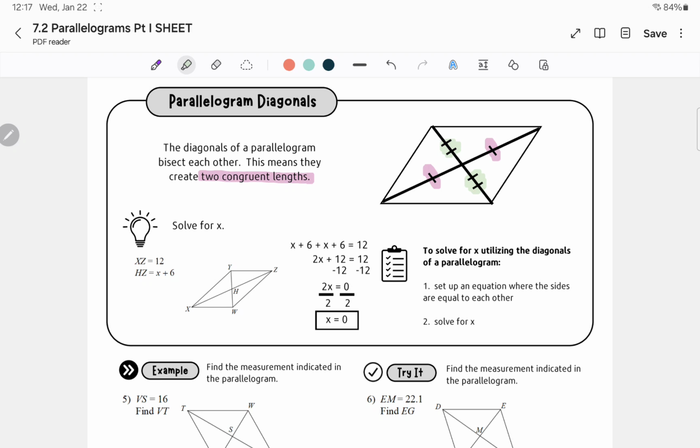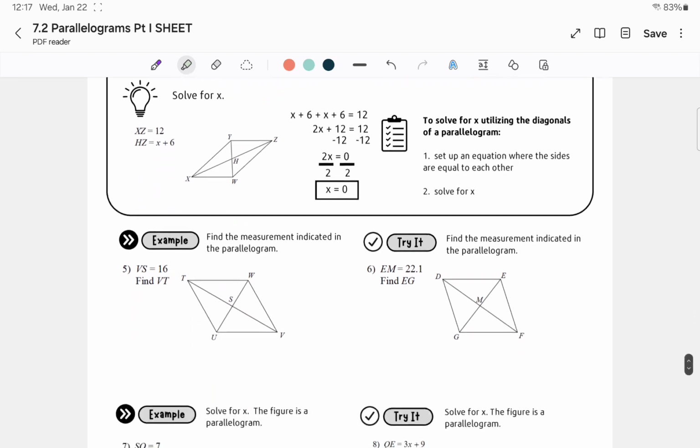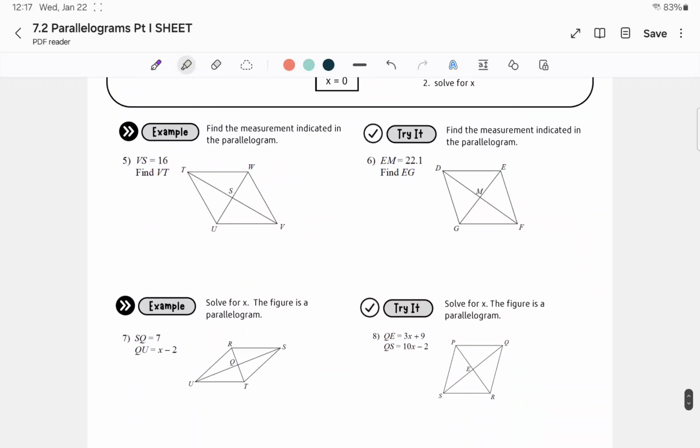And in these questions, you can look at this example later to help you out. But in these questions, they're either going to give us the parts and we're looking for the whole, or they're giving us the whole, we're looking for the part. You just kind of have to read the question, label your drawing, your picture, and then you're going to write an equation from there. All right, so number 5. Let's label. So it says VS is 16.